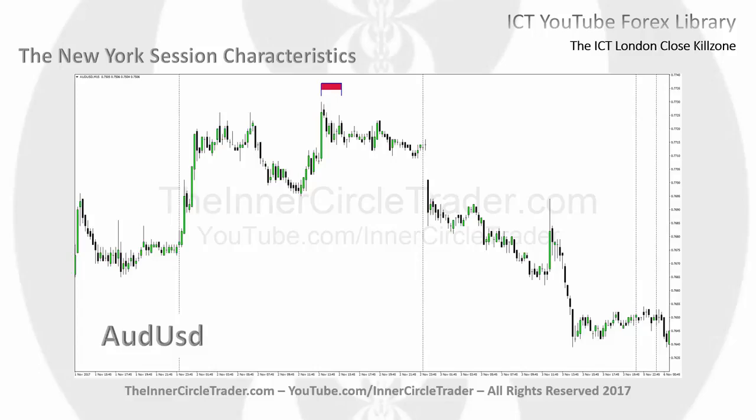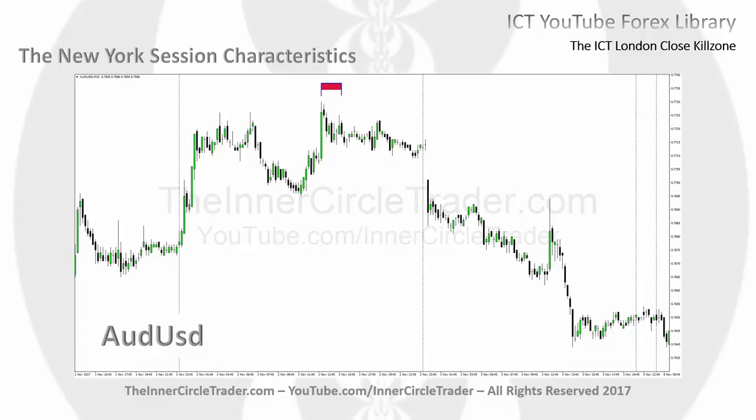Typically what you'll see is the continuation of what's seen in London overnight. If we're bullish in London, we would expect to see New York continue moving bullishly as well, and then London close be the high of the day. If we're bearish and we've seen London bearish, then New York bearish, we're going to be looking for London close to be the low of the day. Okay, between 10 o'clock and noon, we'll expect to see the low of the day form.